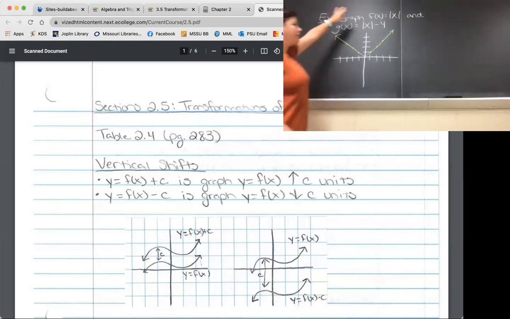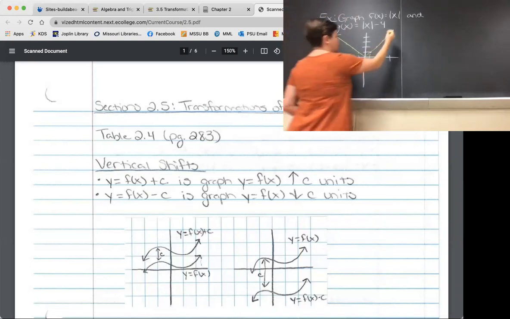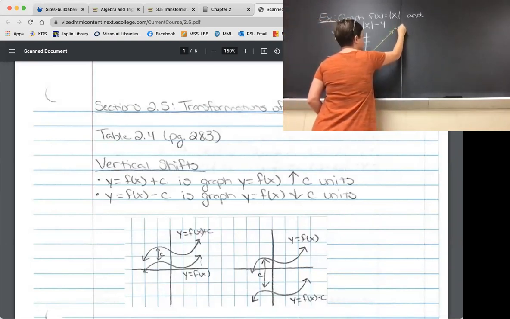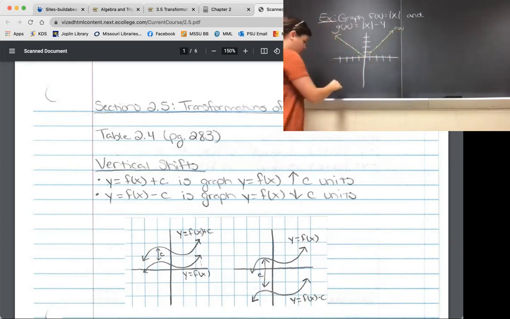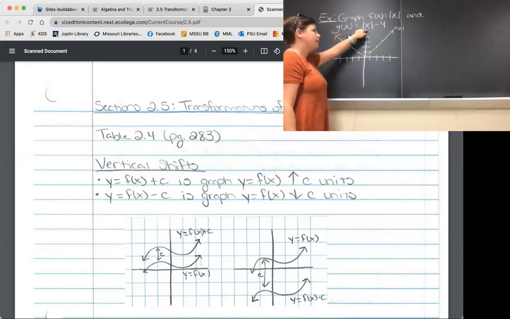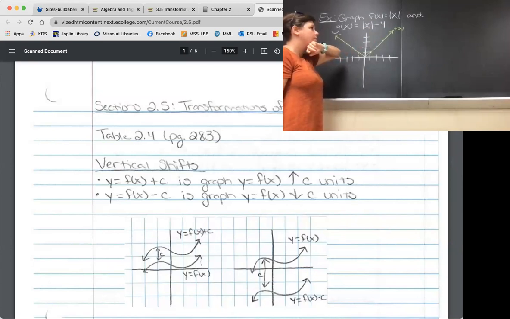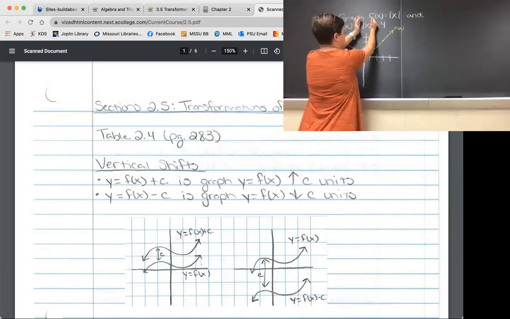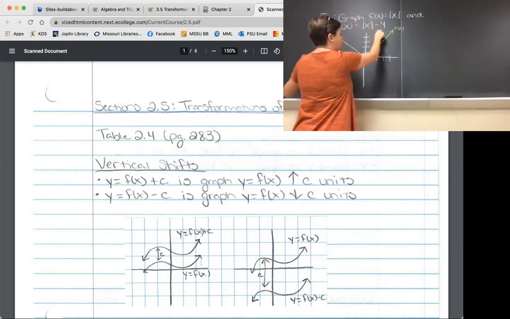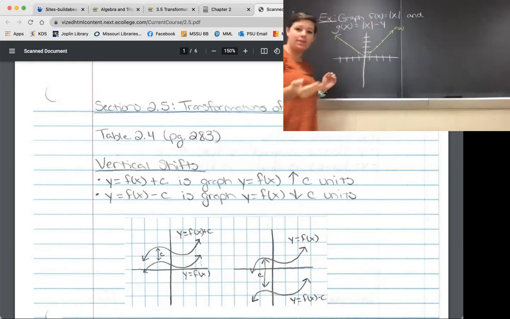So there's the f of x. f of x is going to be in yellow. I don't know if you can differentiate the colors. Hopefully when I get the next color up, you will. And then it wants us to graph g of x, where it is the absolute value of x minus 4. So notice we have our regular function, our f of x right there, and then we have this minus 4 tacked on at the end.